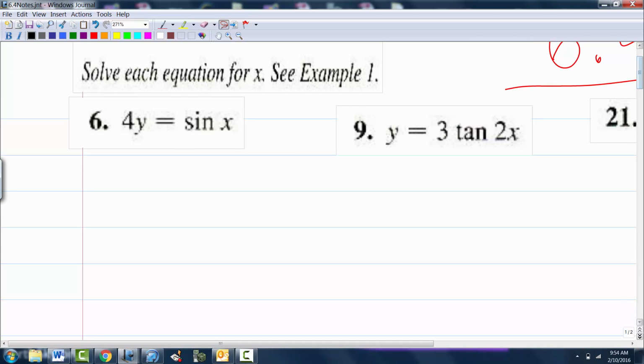Okay, so here's the first example. Look at the directions. Solve each equation for x. That means I have to get x by itself. Does anyone know how I might do that? How I'd get rid of this sign? Inverse sign. Both sides.